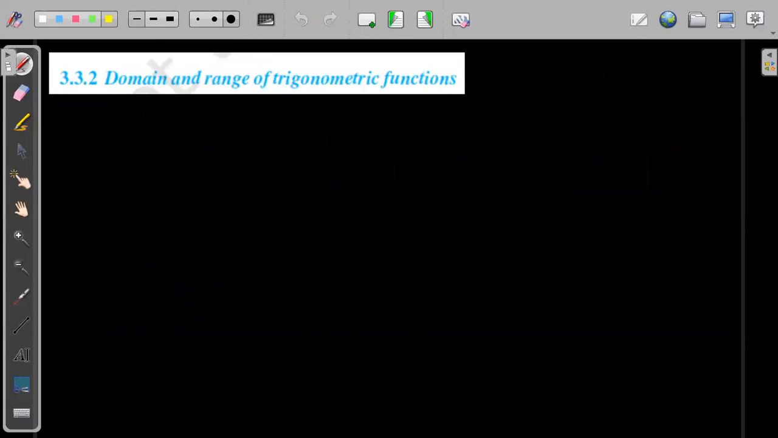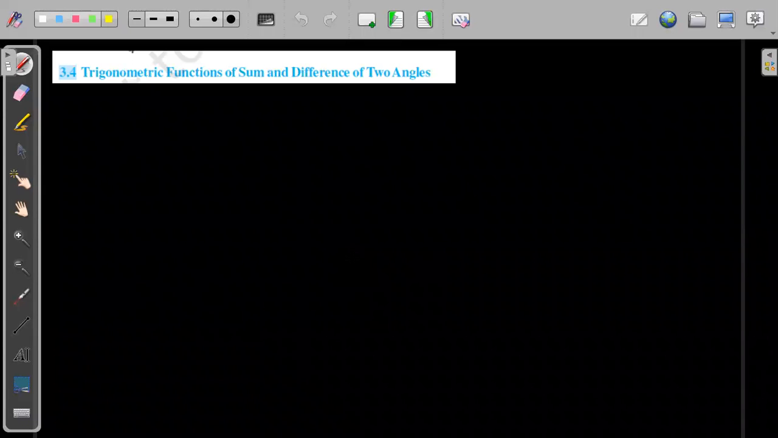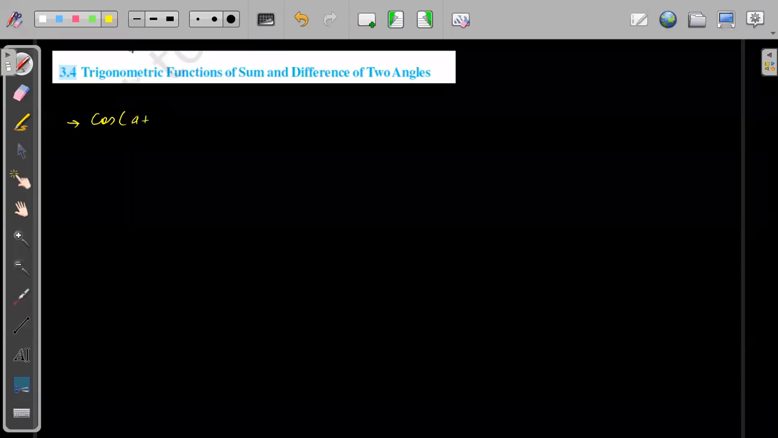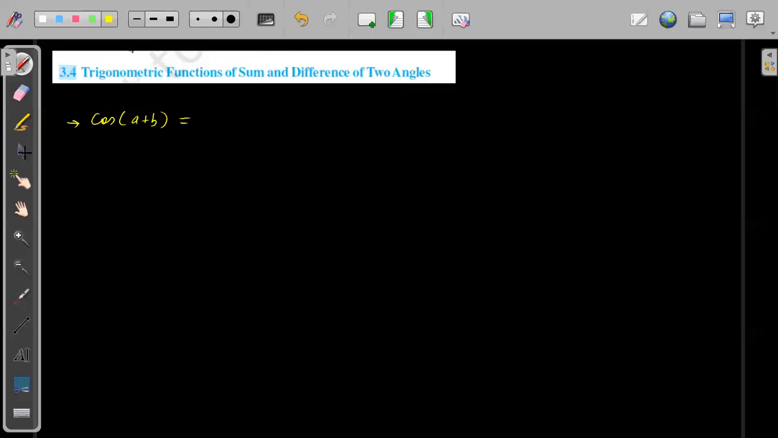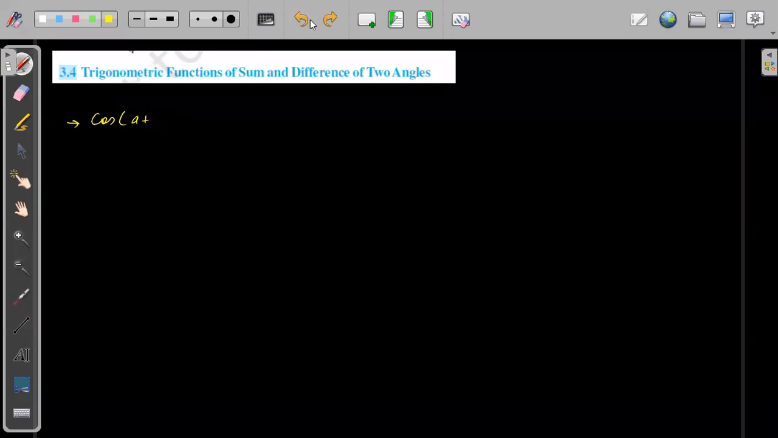Okay. So domain and range of trigonometric functions we have already done. Trigonometric sum and difference of two angles. Now see, the first thing which we derived was cos of A plus B. I will write all the trigonometric functions, sum and difference of angles. So first is cos of A plus B. What will be cos of A plus B?